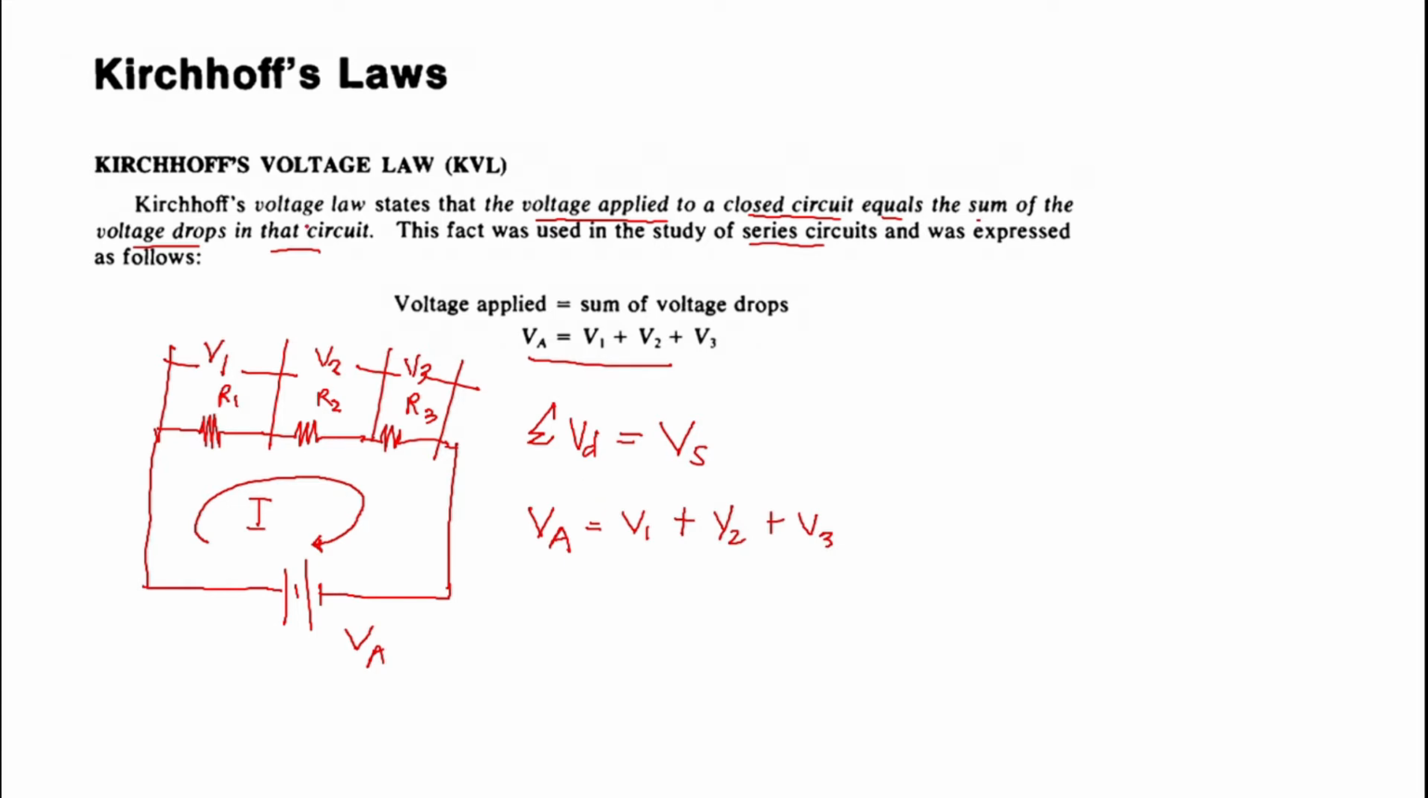The other definition of the KVL is that the summation of the voltages across the circuit is equal to 0. You just transpose the equation. This means that all the voltages in a circuit sum to 0. For the KVL, therefore, VA minus V1 minus V2 minus V3 is equal to 0. So this is the equation for the KVL.